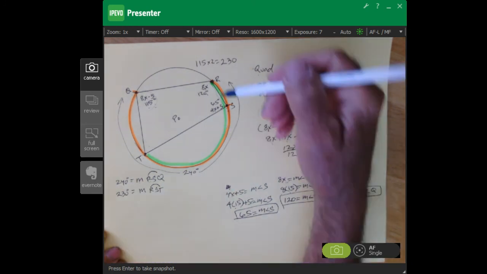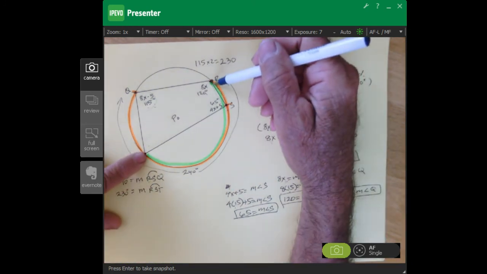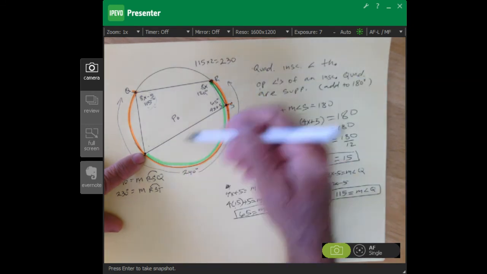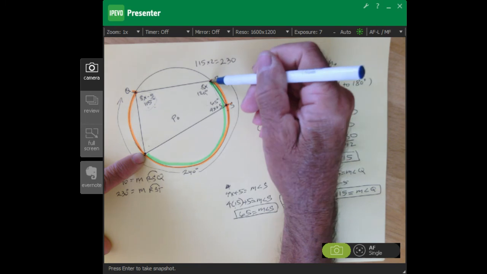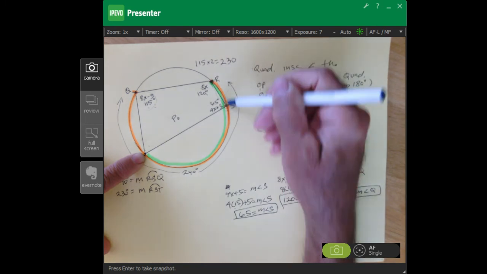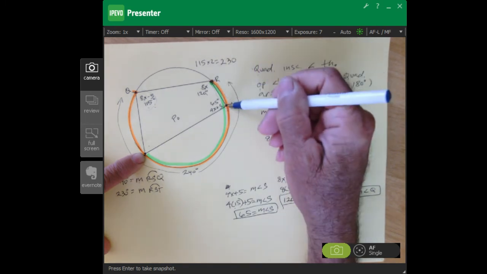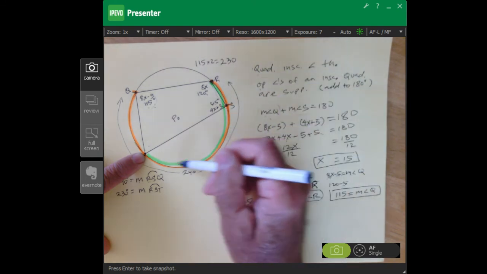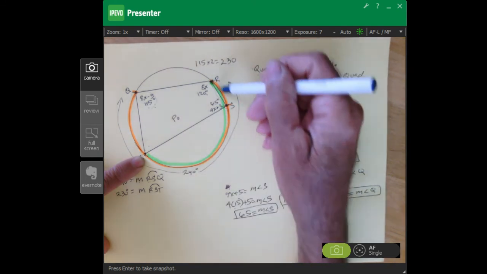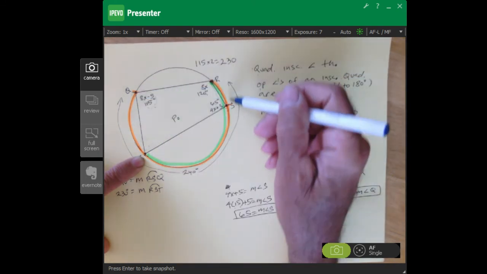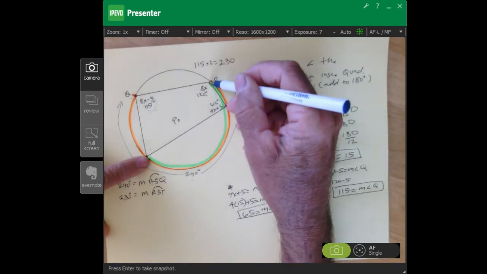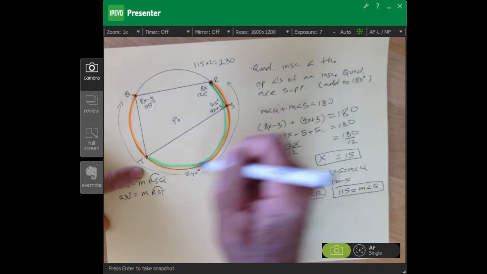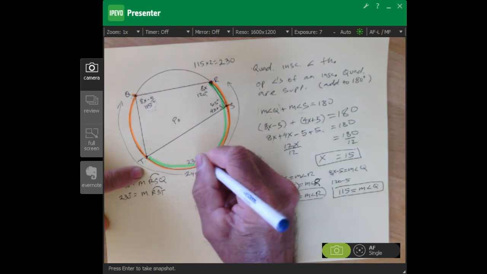So right away we can see, hopefully, that these arcs you could think of as being almost the same. They both start in the same place. They both go in the same direction. They both go through S. But the difference is one stops early. So the orange one, RSQ, is 240 degrees. The green arc, RST, is 230 degrees.